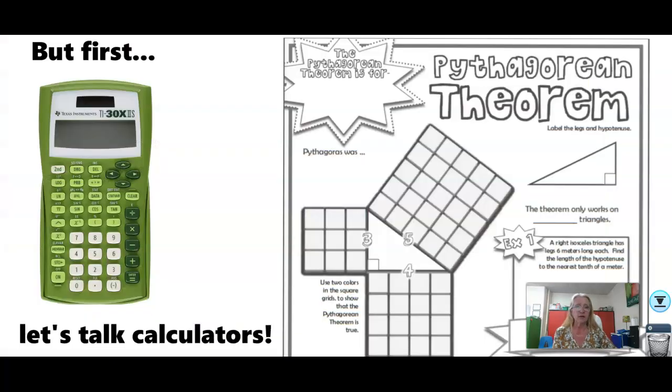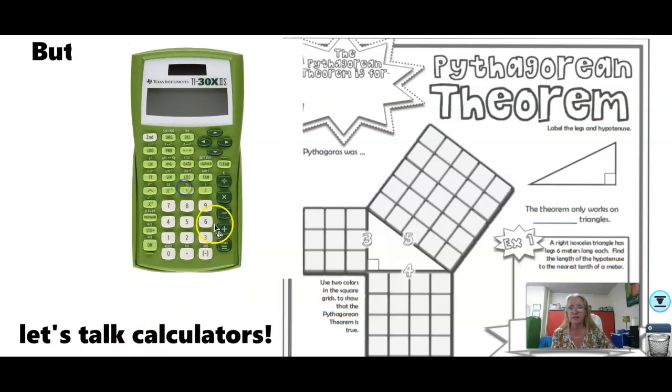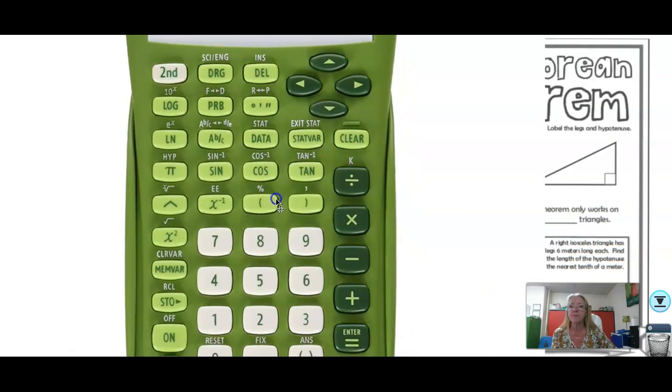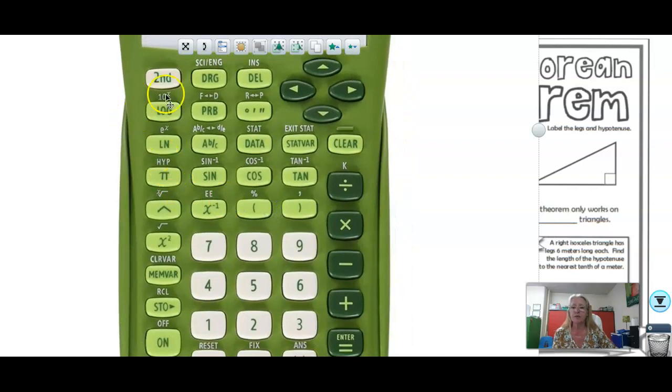All right, first we need to talk calculators, okay? Because in the Pythagorean theorem, we're going to have the need to use the square root function on whatever calculator we're happening to use. Now, some of you have this TI-30. If this is the calculator you're using, let me show you what you need to do to square root a number. The first thing you do is you type the number in. Like, for example, if I want to find the square root of, say, 23, okay?